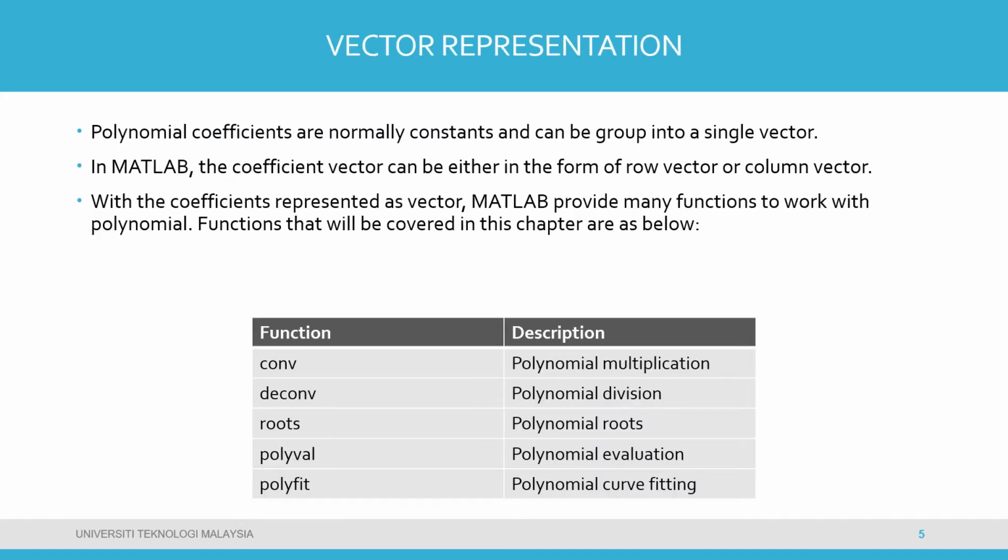In vector representation, polynomial coefficients are normally constant and can be grouped into a single vector. Remember what a vector is: it is basically a 1 by n data or n by 1 data, a long chain of data. You have a variable with a long chain of data, only one row or one column. In MATLAB, it can be in either form.